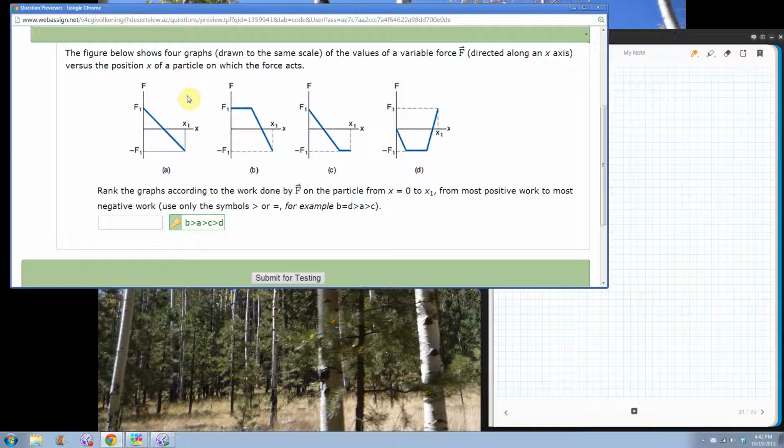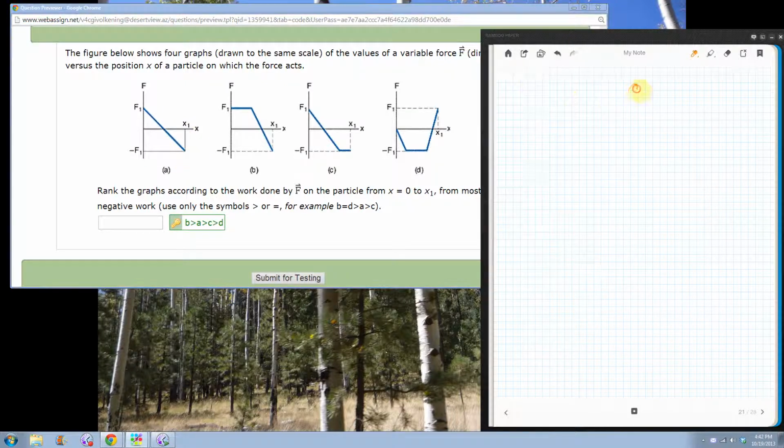Work is the area under the curve of an F versus x function. For A, the area under the curve is about the same, positive here and negative right here. If I added these together, I'd get positive work for this bit and negative work for this bit. So for A, probably the work is 0. I'm just going to write that over here.